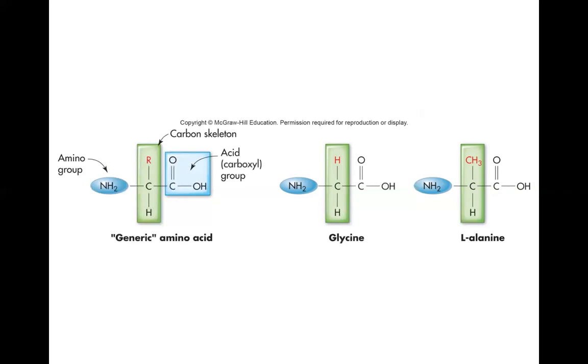A step above that would be alanine, where the R group is a methyl group, which is a CH3. But it's possible for R groups to be ring structures or to be branch structures. And depending on the structure of the R group, it can determine how that amino acid works in our body.